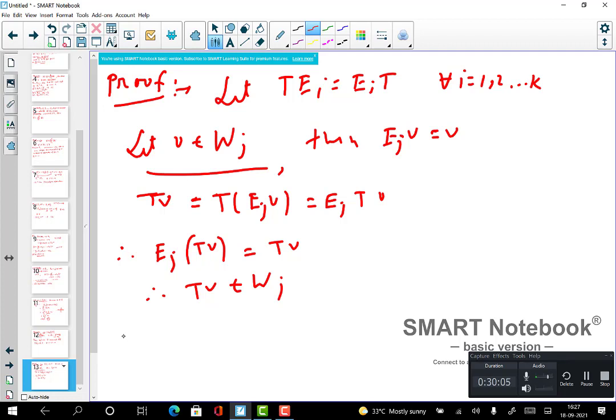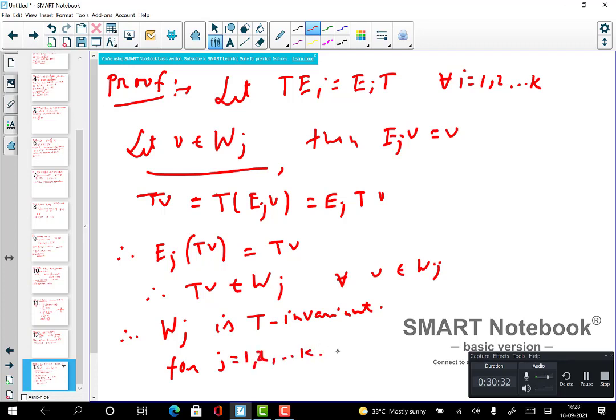So that proves this is true for all v belonging to Wj, because I assumed v belongs to Wj is arbitrary. What does that mean? That means Wj is T invariant, and this is for all j equal to 1 to k. There's no speciality about a particular j. So that one part is obvious: whenever T commutes with all the projection operators, then the corresponding images of these projection operators, the Wi's, must be T invariant. Now conversely, the converse part also needs to be proved.